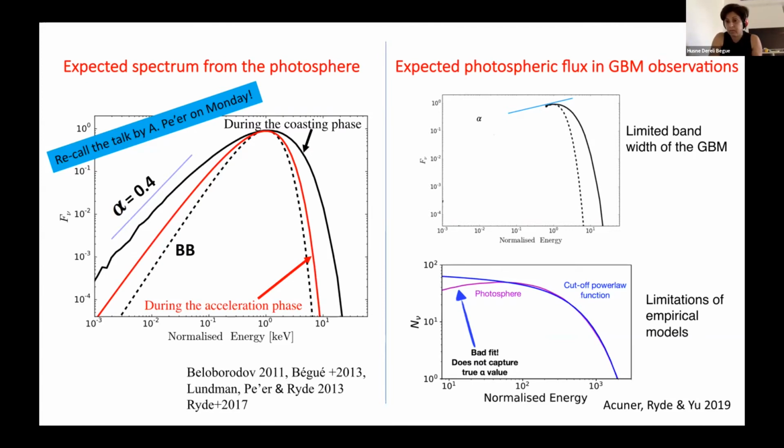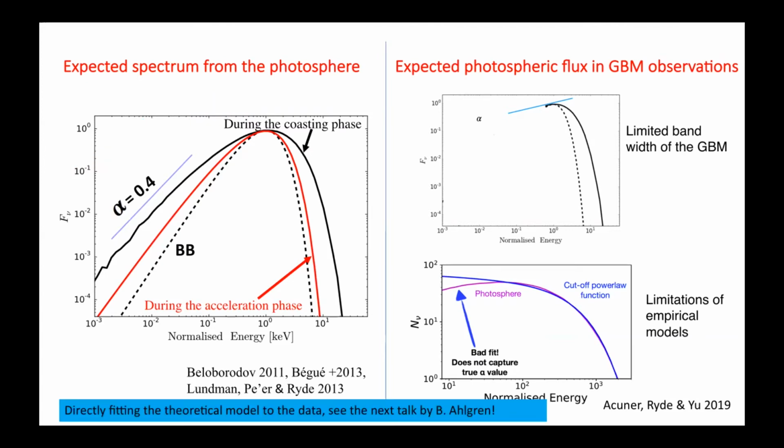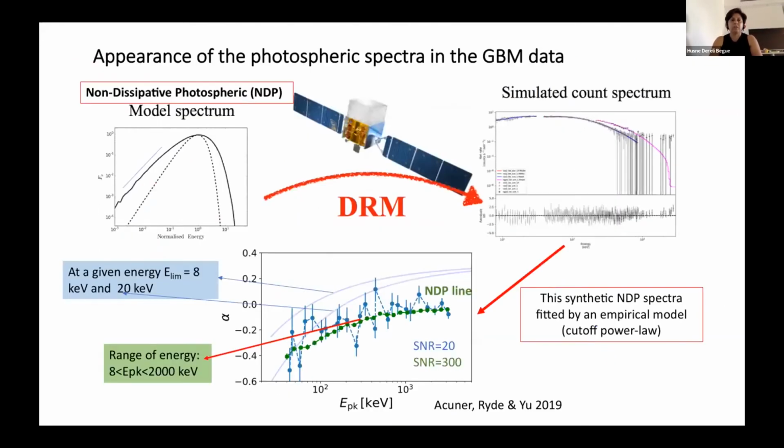The first one is that you can use the theoretical model and fit the data directly. You will see this in the next talk given by Björn Ahlgren. And here in my talk, I will concentrate on the method where you can use both theory and the empirical models. How we do it: we take the expected spectra from the theoretical model.